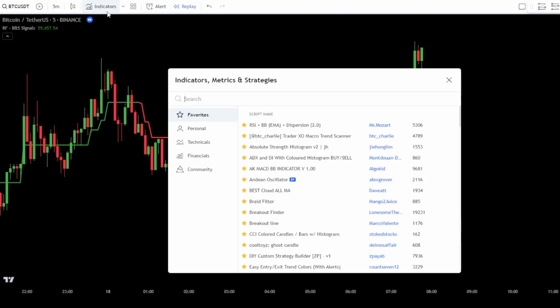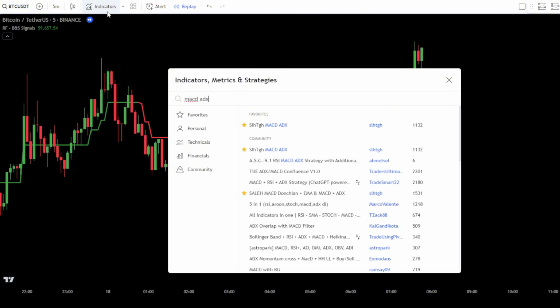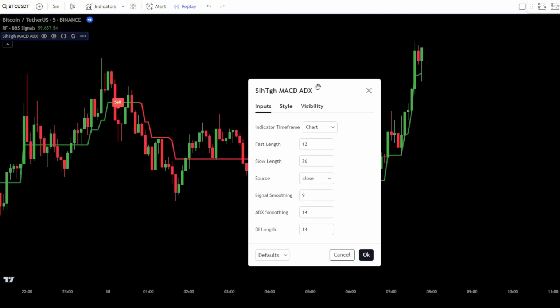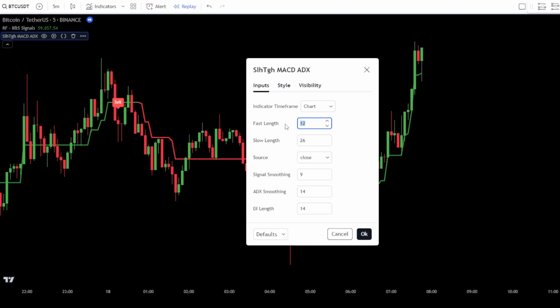Go to the Indicator Search tab and type in MACD ADX. Then, select the MACD ADX indicator from this creator. Next, make a few adjustments to the MACD ADX indicator. In the Input tab, change the fast length to 8. Then, change the slow length to 21. After that, also change the signal smoothing value to 6. Once done, simply click OK.